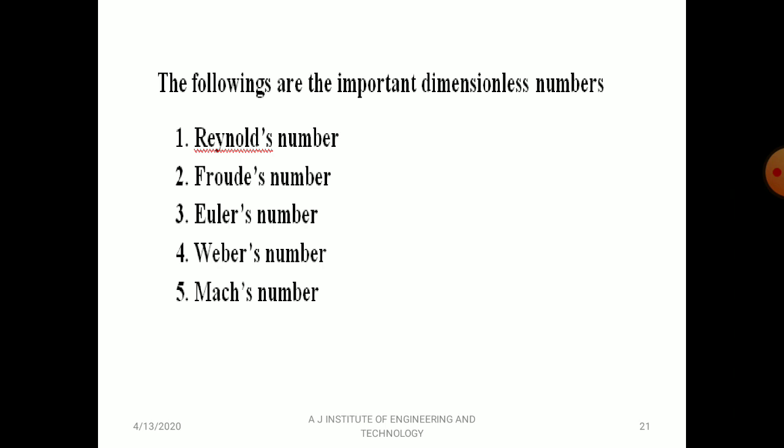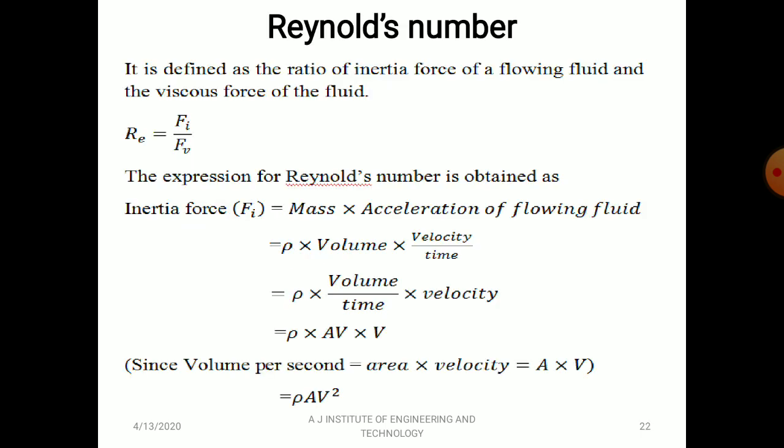Now, the following are important dimensionless numbers. First one is Reynolds number, second one is Froude's number, third one is Euler's number, fourth one is Weber's number, and fifth one is Mach's number. Reynolds number is defined as the ratio of inertia force of the flowing fluid to the viscous force of the fluid. Reynolds number is represented by Re, that is equal to Fi divided by Fv. Fi is the inertia force, which I already explained, that is mass into acceleration, and Fv, the viscous force, is shear stress tau into area.